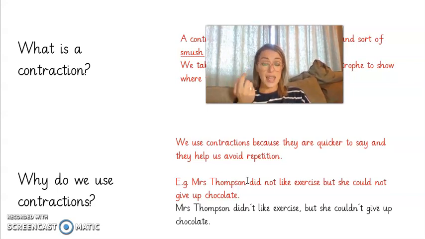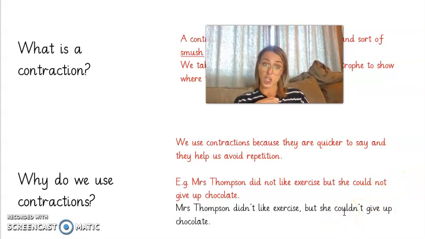So instead of saying, Mrs. Thompson did not like exercise, but she could not give up chocolate, we might say, Mrs. Thompson didn't like exercise, but she couldn't give up chocolate. So we've taken our did not here and we've changed it into didn't because that's quicker. And we've taken our could not and we've changed that into couldn't because that's quicker too.